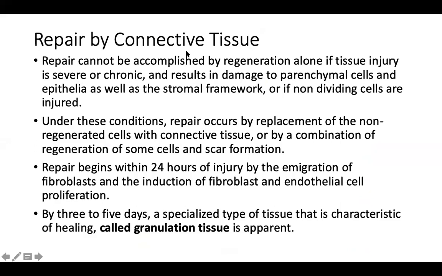So under these conditions, severe or chronic injury and damage to the parenchymal cells, repair occurs by replacement of the non-regenerated cells with connective tissue, or by a combination of regeneration of some cells and scar formation. So during this process, we form a scar. Normally, repair begins within 24 hours of injury by a migration of fibroblasts. Now, fibroblasts are the cells that have an ability to produce fibrous tissue.